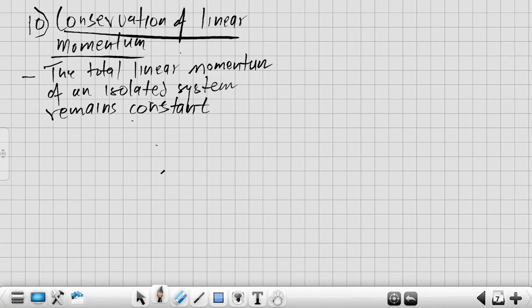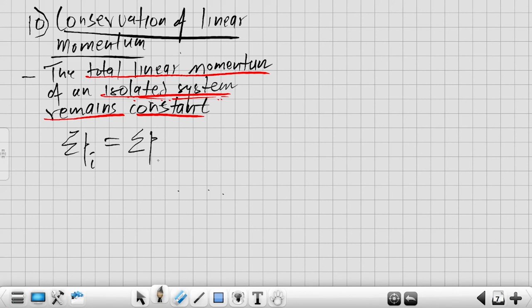Let's look for the keywords. It's a definition. So the keywords are: total momentum, isolated system, remains constant. When it is the total momentum, it means the sum before of the total momentums should be equal to the total sum of momentums after.